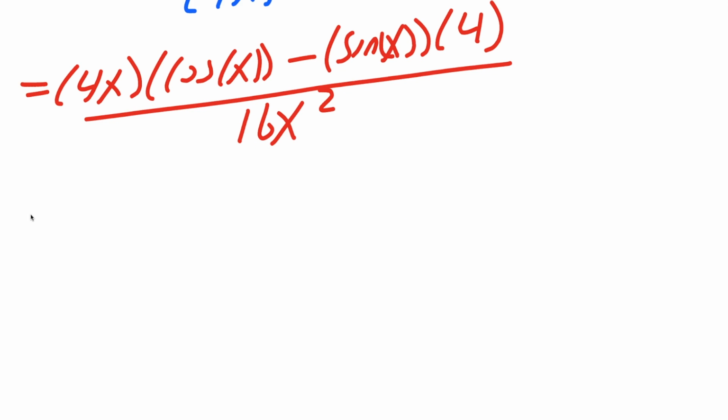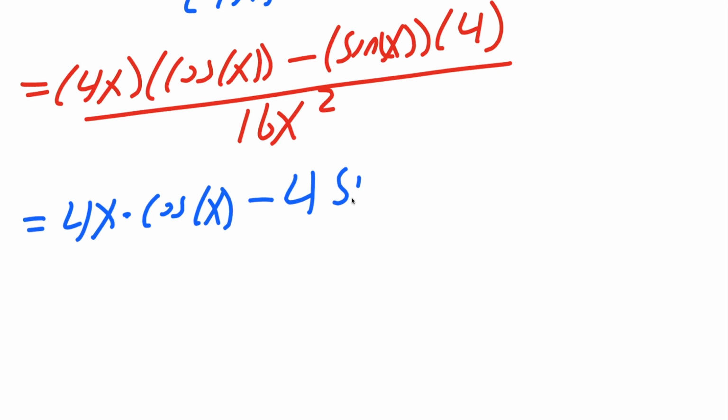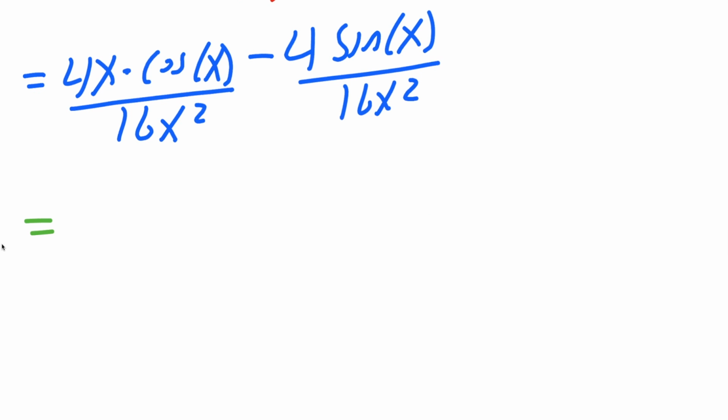So next we'll just clean up a little bit. So we will say 4x times cosine x, and then you distribute the negative just to your sine x, so you'll have negative 4 sine x, and we're dividing by 16x squared. And so to make our lives easier, I can divide each piece by 16x squared and just split it up. And so in doing this, we have 4x divided by 16x squared, so this can be canceled, and this can turn into a 4, and then the x squared just goes away and you just get an x.